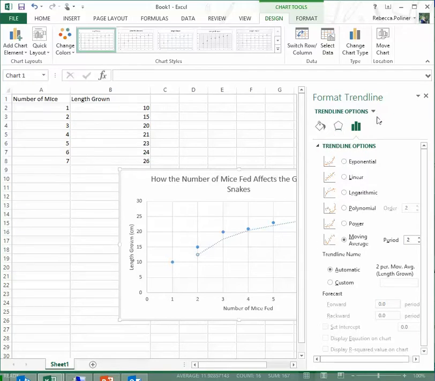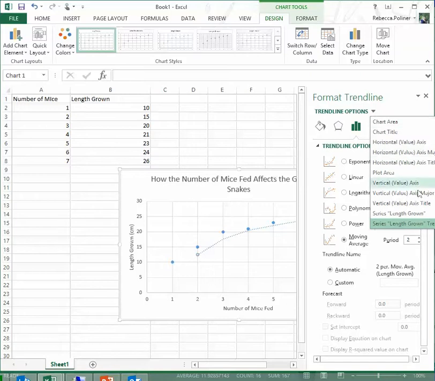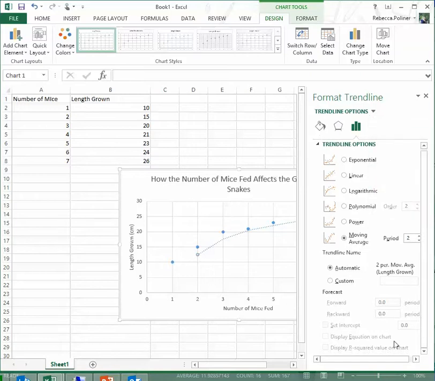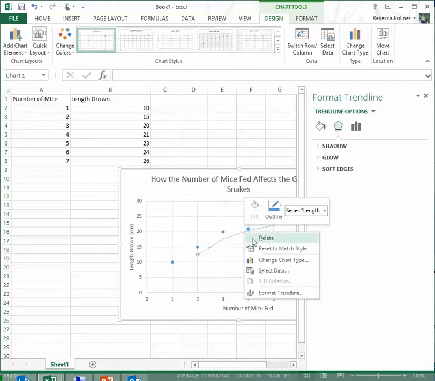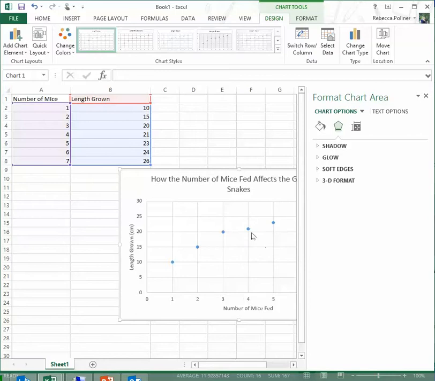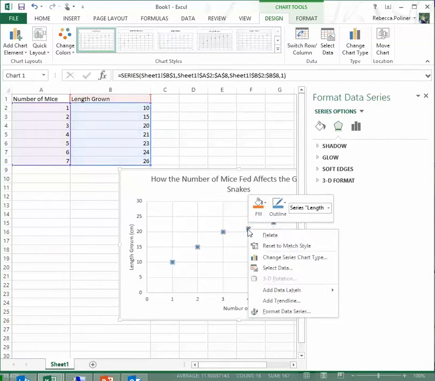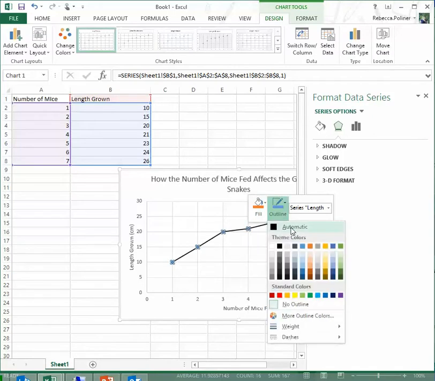Let's see if there are other options. I'm just flying by the seat of my pants. Sorry, guys. I don't really see anything good. So let's see. I'm going to delete my trend line. Okay. I wonder. Reset data labels. No. Add trend line. Format data series. Sorry about this. Oh, there we go. Sorry, hold on one sec.